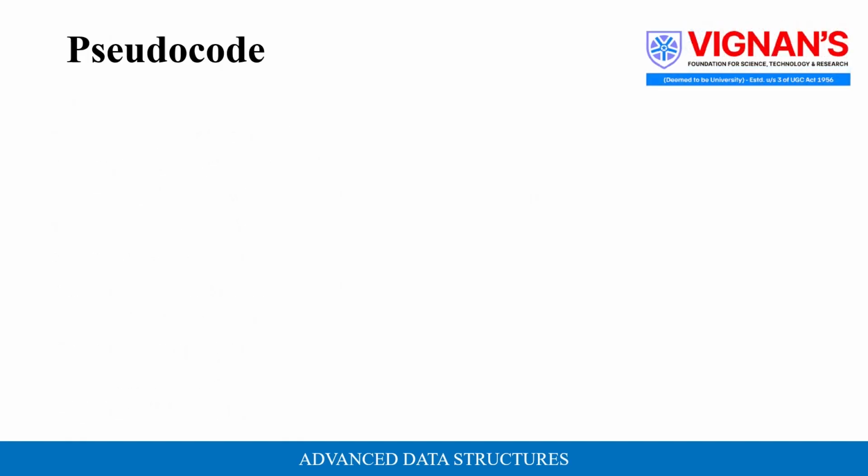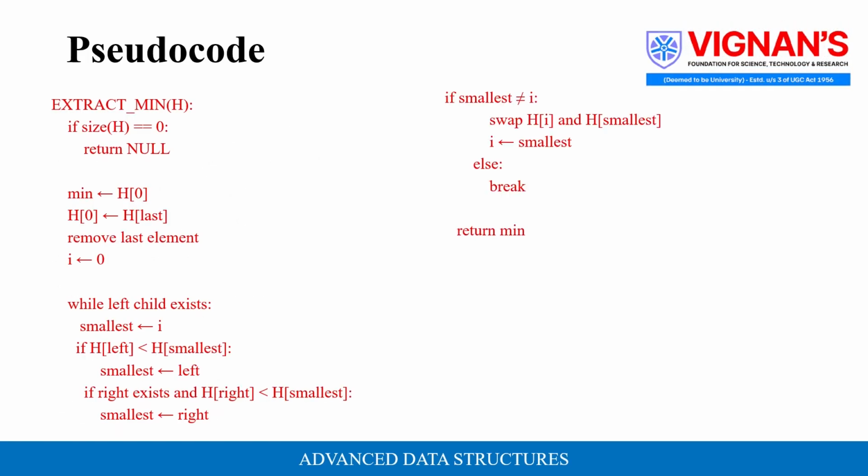Now, let us understand the pseudocode for extract minimum in a min-heap. The algorithm is called extract min, and it takes a min-heap H as input. First, check the size of the heap. If the size of the heap is 0, there are no elements in the heap, so the algorithm returns null. Next, store the root element in a variable called min. This root element is the minimum value in the heap. Then, replace the root element with the last element of the heap. After that, remove the last element from the heap.